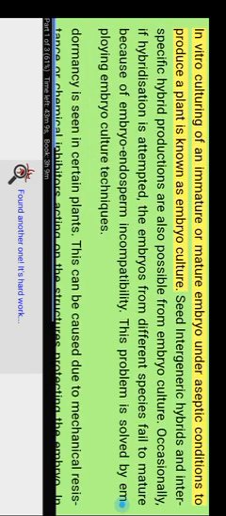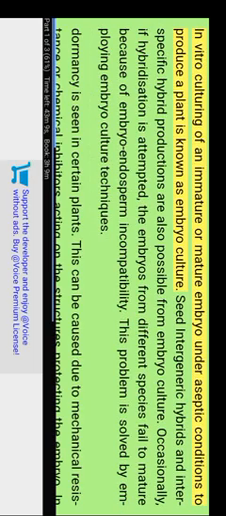Embryo culture. In vitro culturing of an immature or mature embryo under aseptic conditions to produce a plant is known as embryo culture. Intergeneric and interspecific hybrid production is also possible from embryo culture. Occasionally, if hybridization is attempted, the embryos from different species fail to mature because of embryo-endosperm incompatibility. This problem is solved by employing embryo culture techniques.